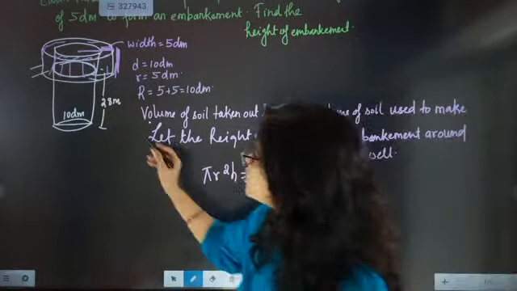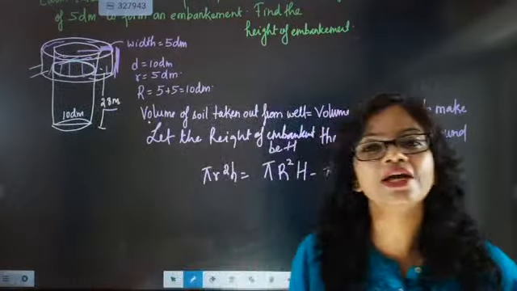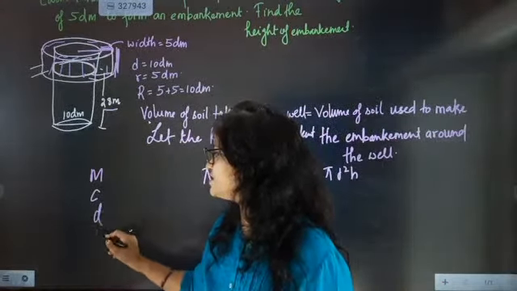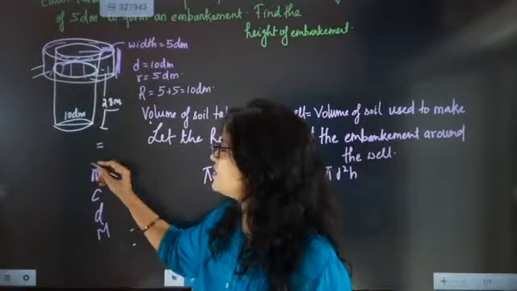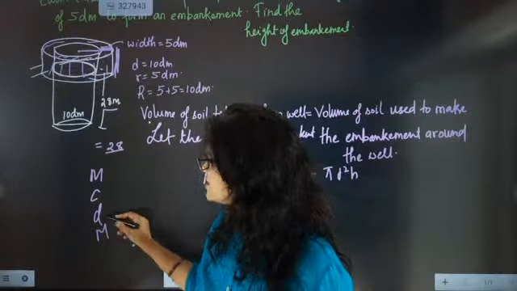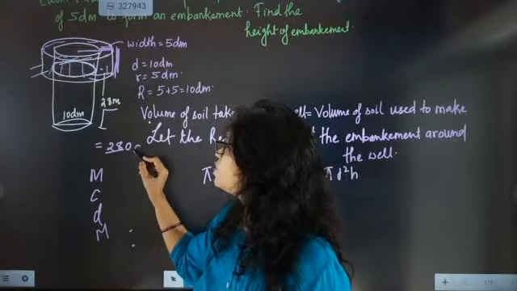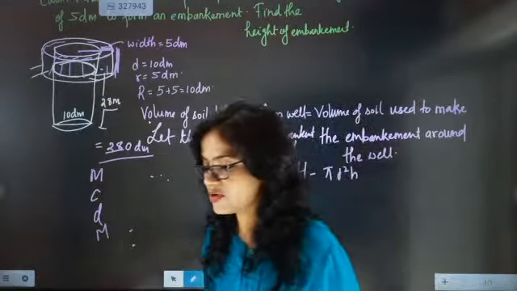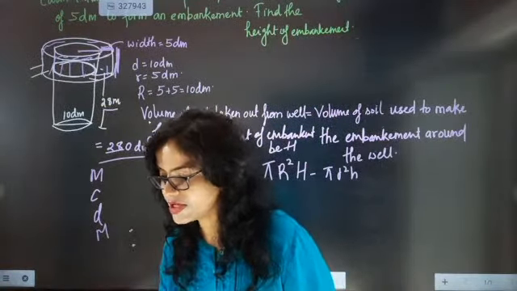Here one small work you have to do. You have to convert 28 meter into decimeter. Fine. Because you know milli, centi, deci. So 28 meter will be 28 times 10, so it will become 280 decimeter. Decimeter is a smaller unit, meter is a bigger unit. So it will become 280 decimeter.